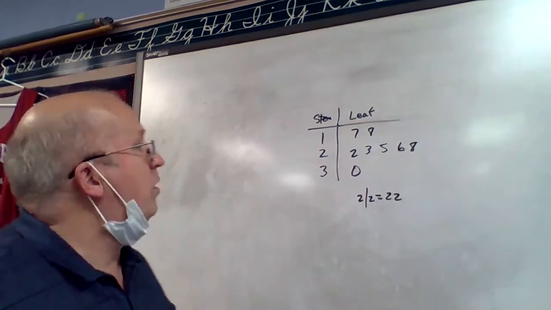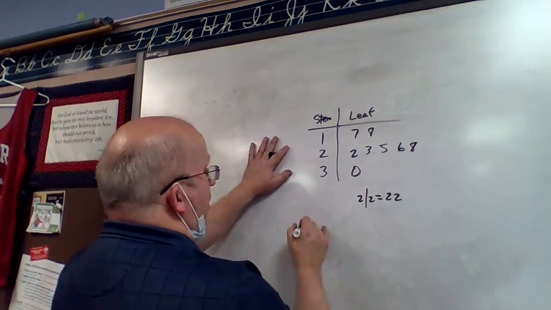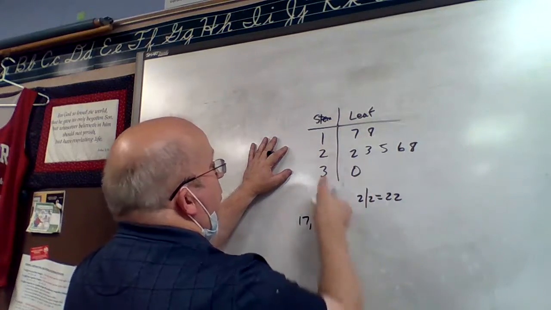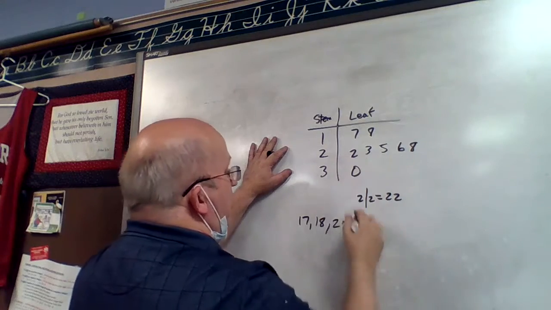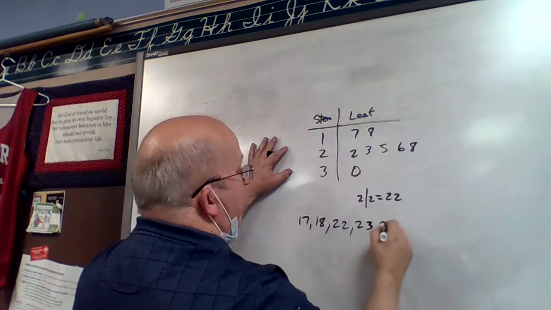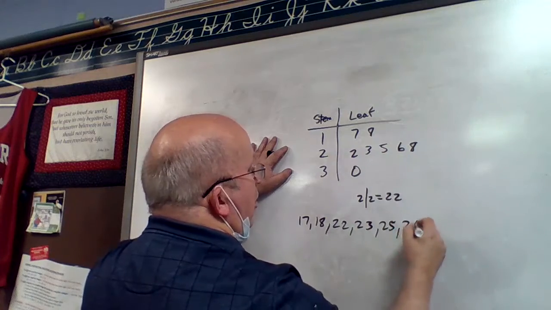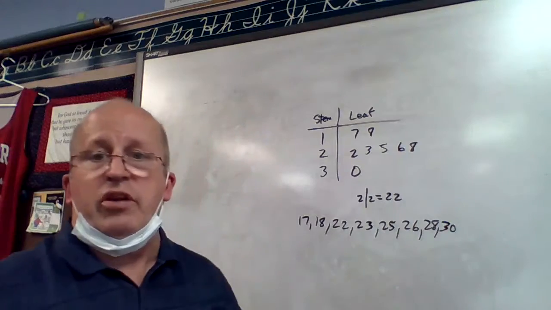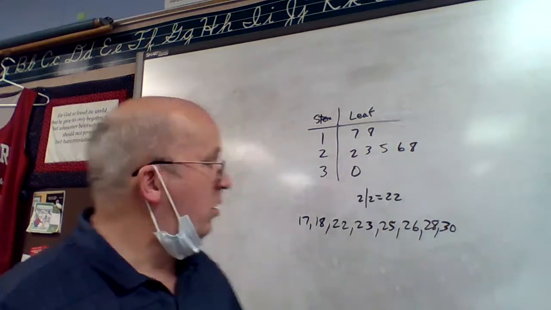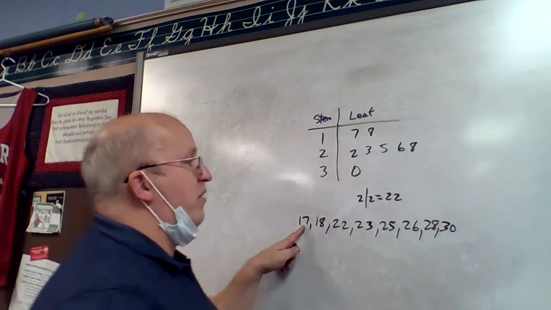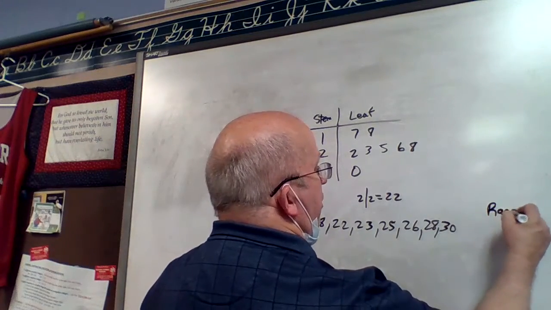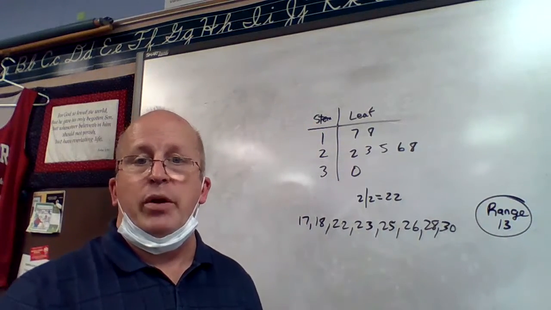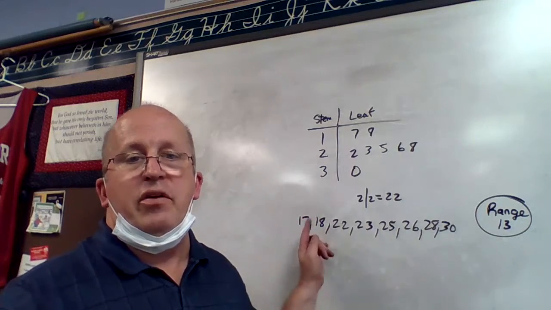How would I do it? Well, first thing I would do is write down all the numbers. Our first number is 17. Then we've got 18. Then we've got 22. Then 23. Then 25. Then 26. Then 28. Then 30. And now we just do it the same way we did the previous two problems. Highest number is 30. Lowest number is 17. What's 30 minus 17? Our range is 13. Halfway done. 30 minus 17 is 13.